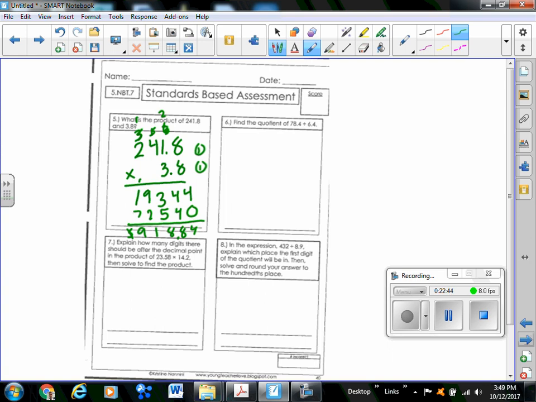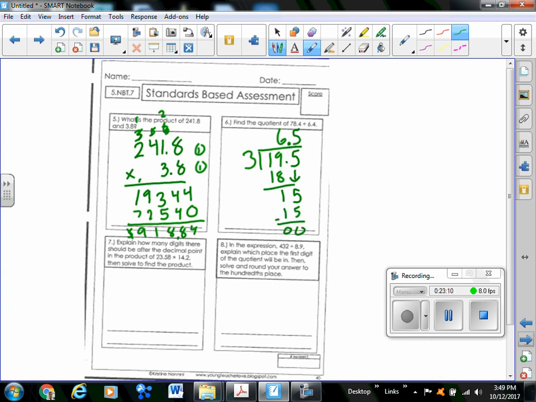Okay, number 6. We changed it up. We did not do that one. Number 6. How many times does 3 go into 19 and 5/10? 3 times 6 is 18. Put your decimal point. 3 goes into 15 5 times, which is 15.